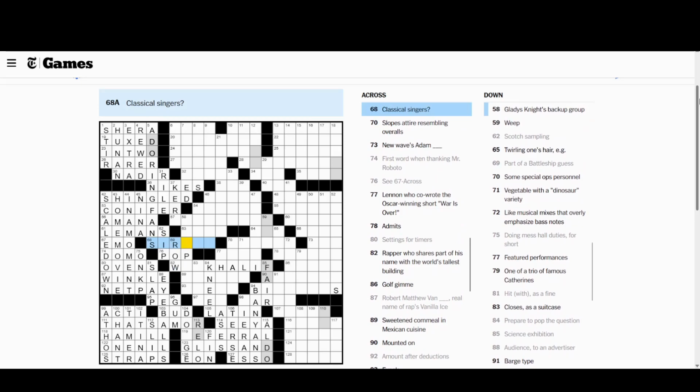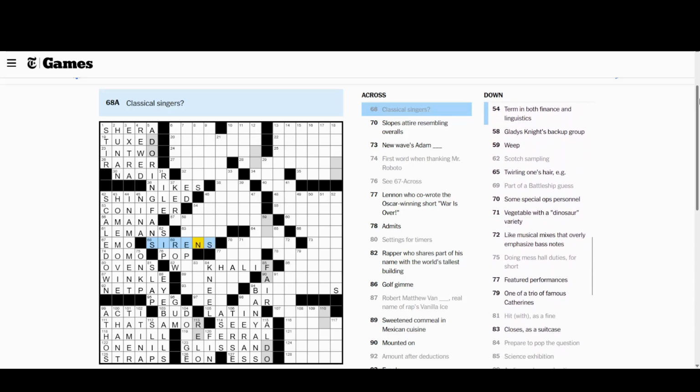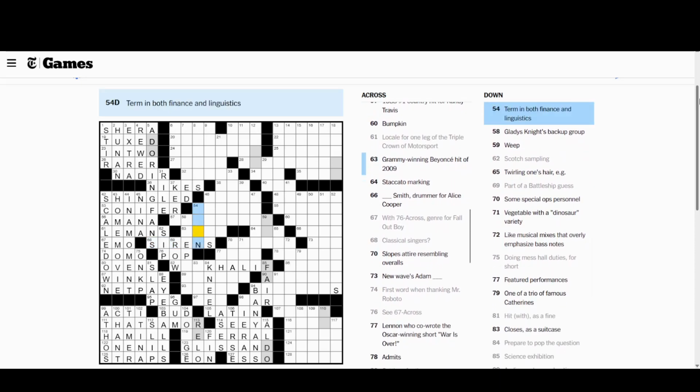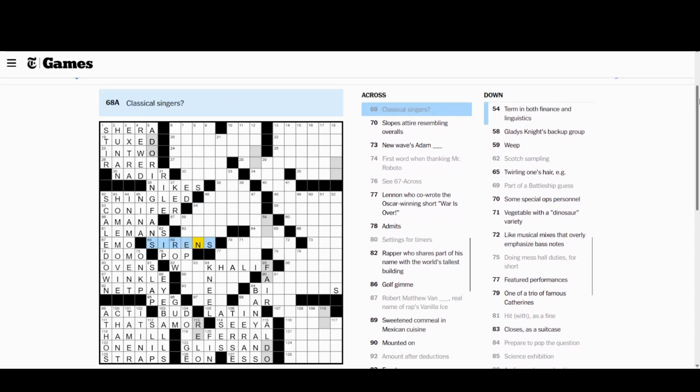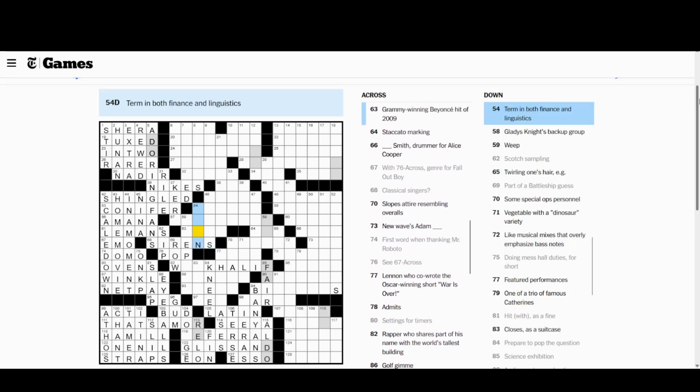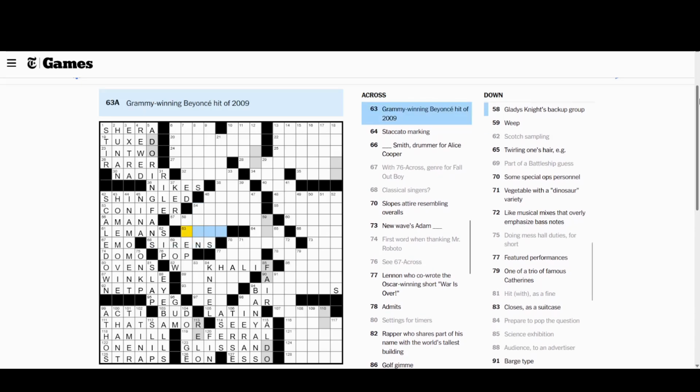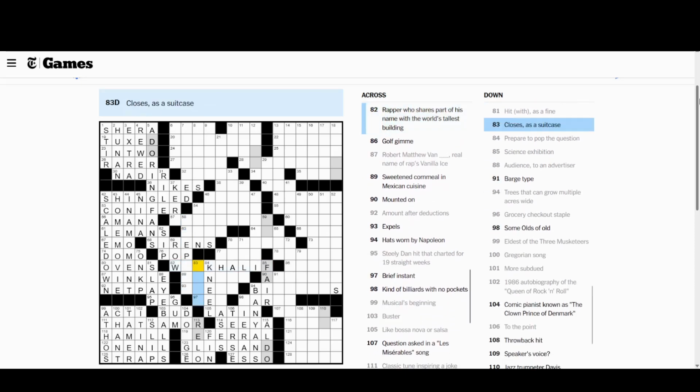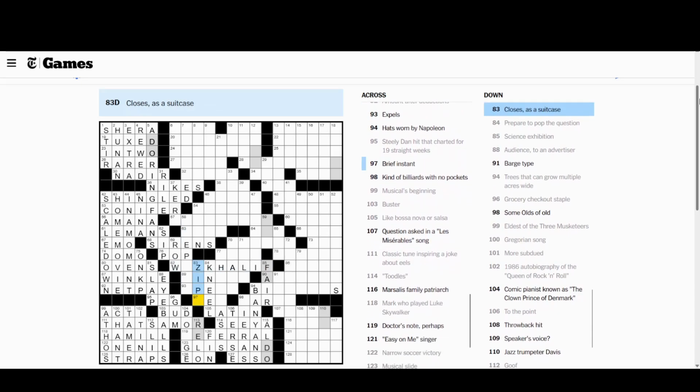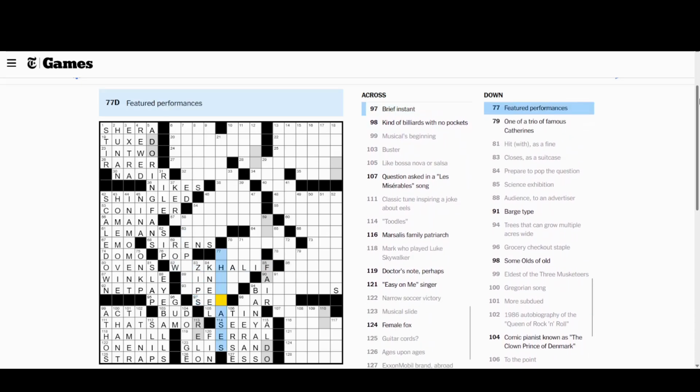Part of a battleship guess. Row along with the column. Classical singer is going to be Sirens from the Odyssey, I believe. They're the ones who were singing, and Odysseus knew that they would tempt him, and he ordered his crew to tie him so that when he heard their siren song, he wouldn't do anything rash. I think it worked out pretty well for him in the end. Gladys Knight's backup group? I have no idea. So let's take a look at this. Yeah. Zips. Oh. Brief instant is going to be sec.